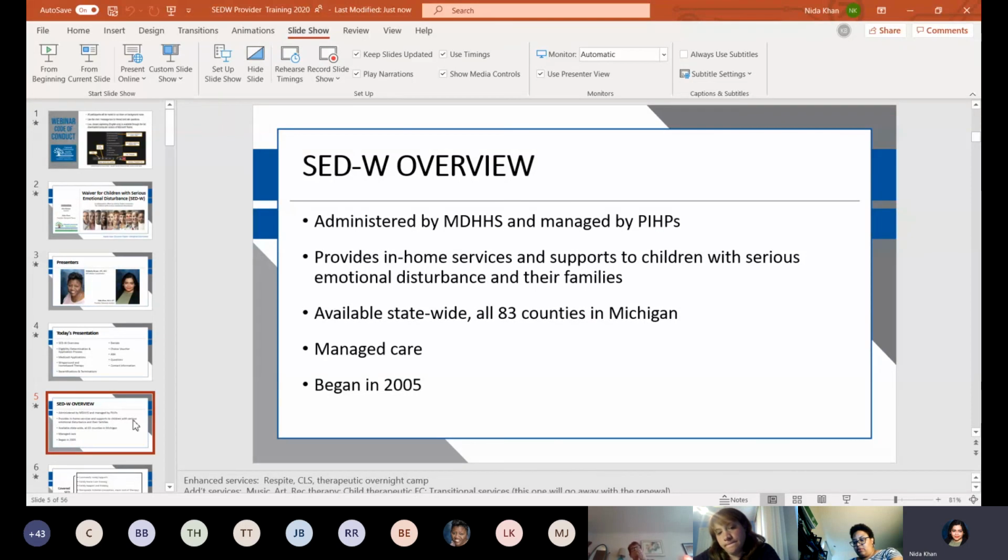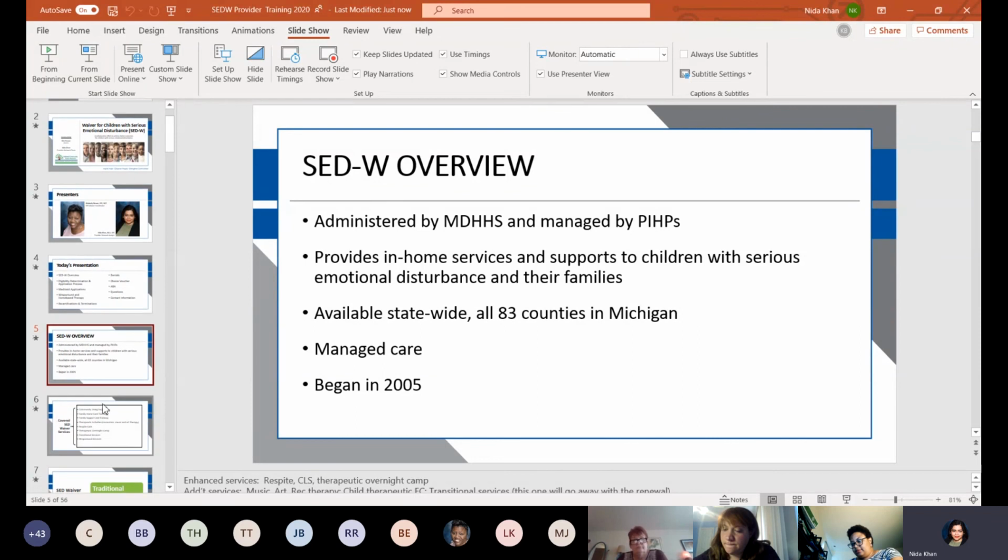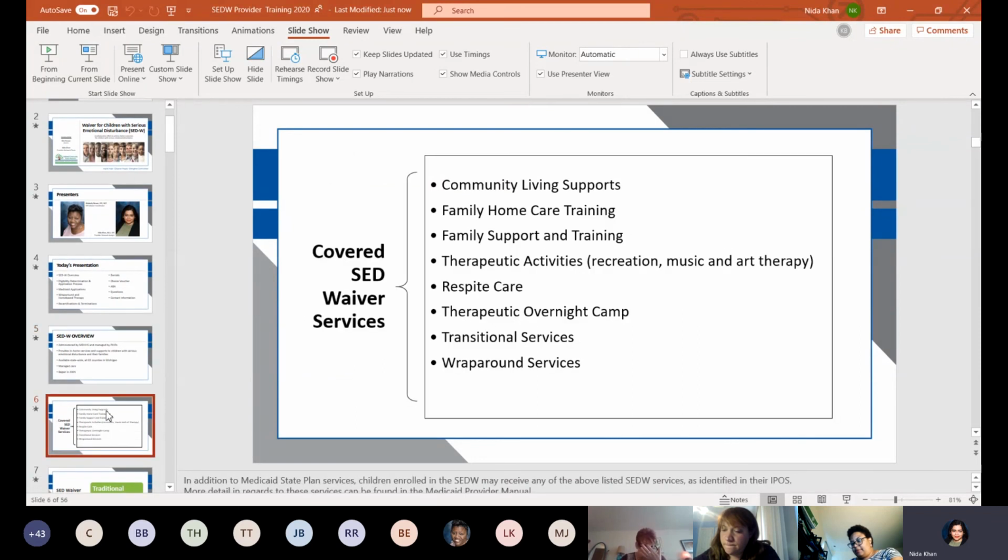and it's available currently in all 83 counties. So this is something very new. As of 10/1/19, it was available in all counties. Prior to that, it was only selected counties that were providing SED waiver. It is now managed care, and the waiver itself began back in 2005.